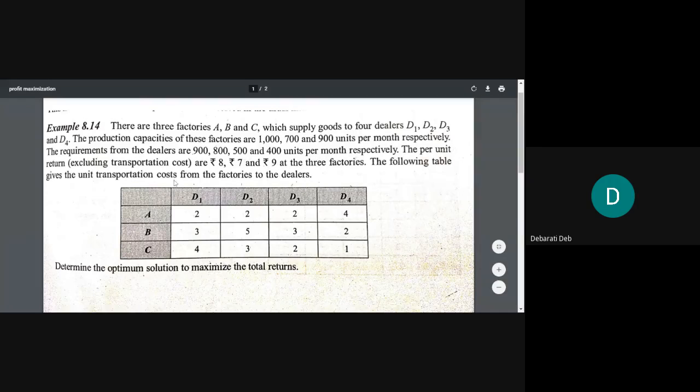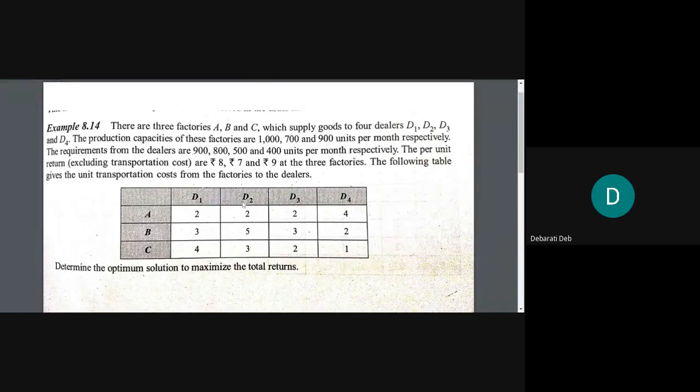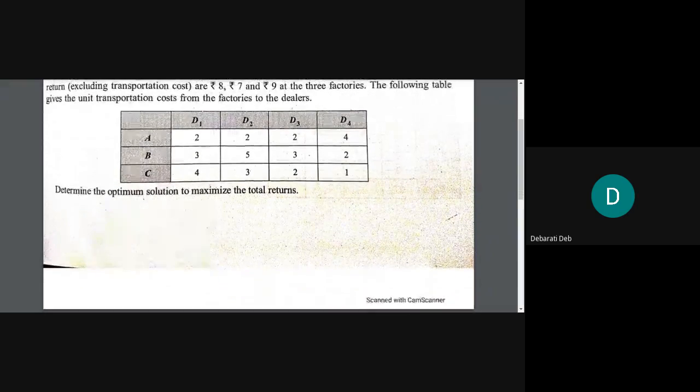The following table gives the unit transportation costs from the factories to the dealers. And then the general costs that you have seen in the previous sums also are given. Thus, you need to determine the optimum solution to maximize the total return. So, how will you proceed with this? How will you do it?